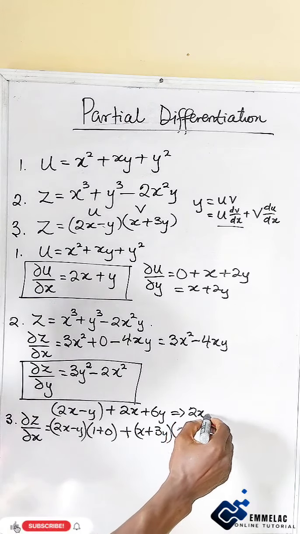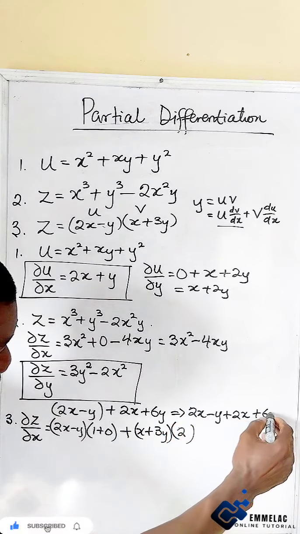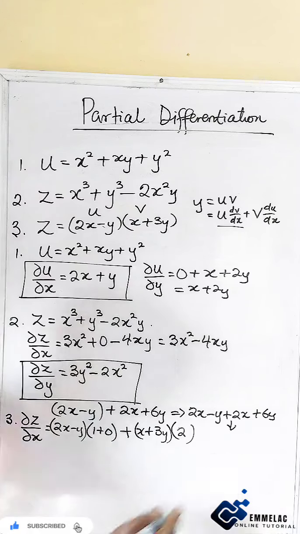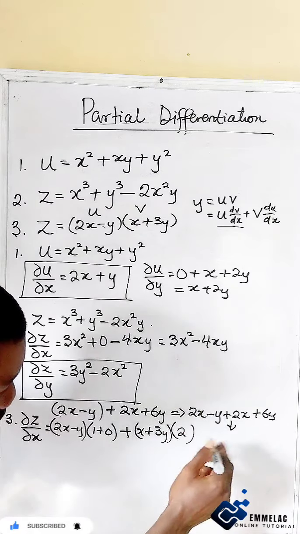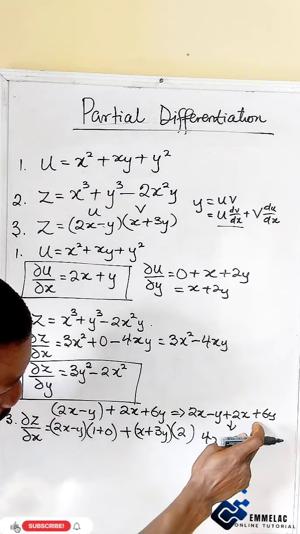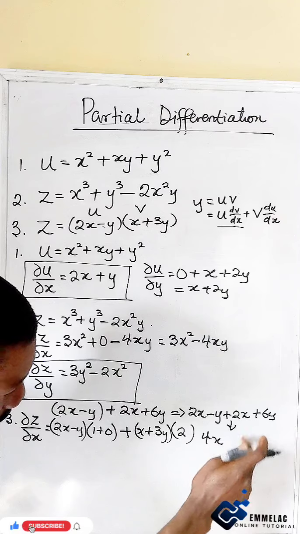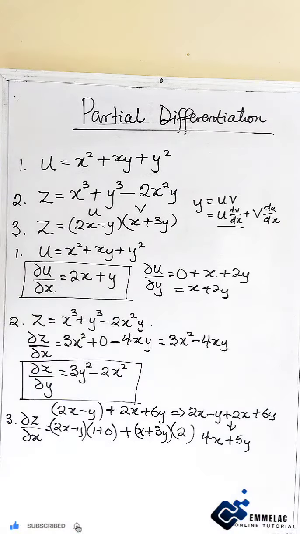So giving us 2x minus y plus 2x plus 6y. Then if we collect like terms, 2x plus 2x will give us 4x. Then minus y plus 6y will give us plus 5y. So that is the final answer.